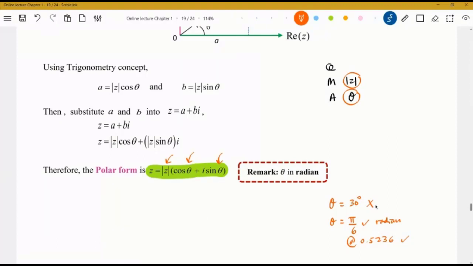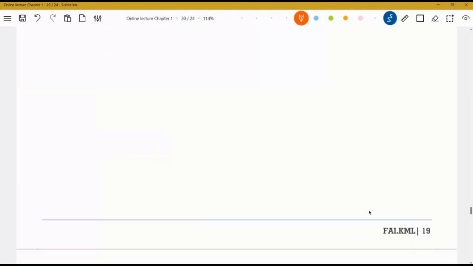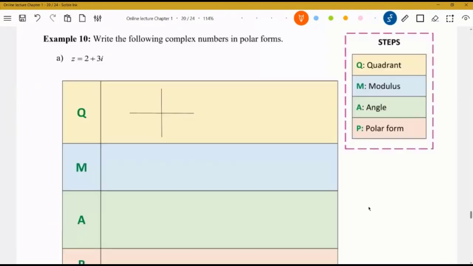Okay. Alright. So, we go through for the example 10. Kita tambah sikit untuk polar form. Okay. So, Z equal to 2 plus 3i. Koordinat dia adalah 2, 3. So, it must lie on the first quadrant. Dua-dua adalah positive value. Okay. So, modulus Z adalah square root of 2 square plus 3 square. So, we gonna have the value adalah square root of 13.